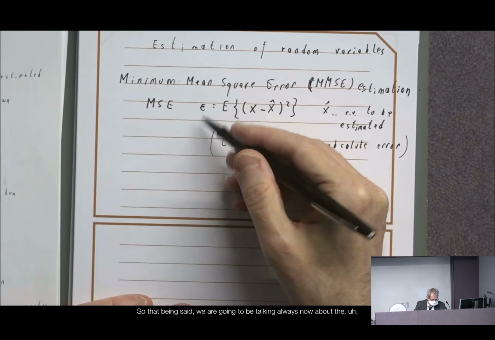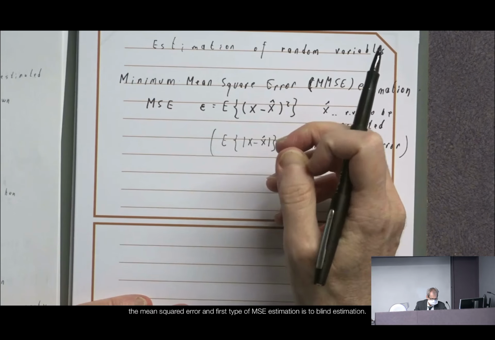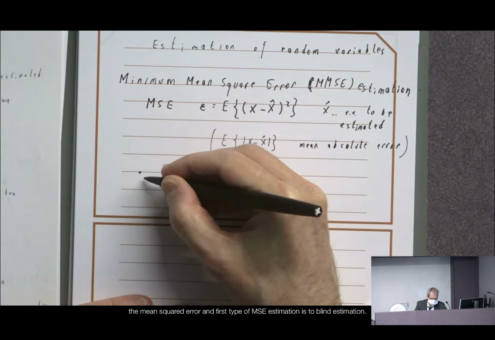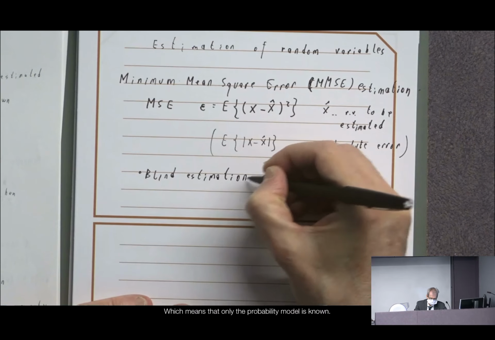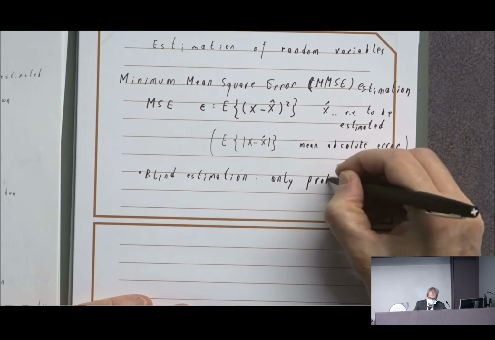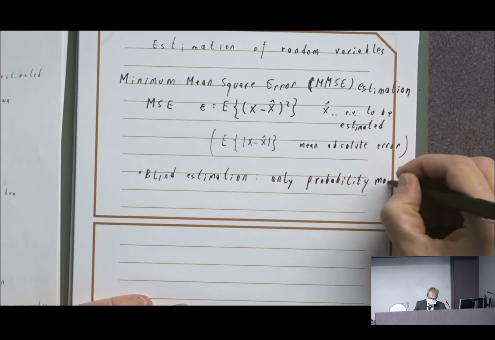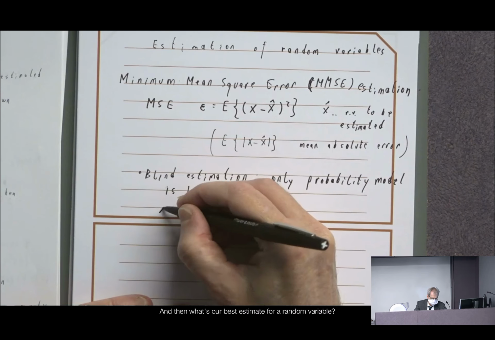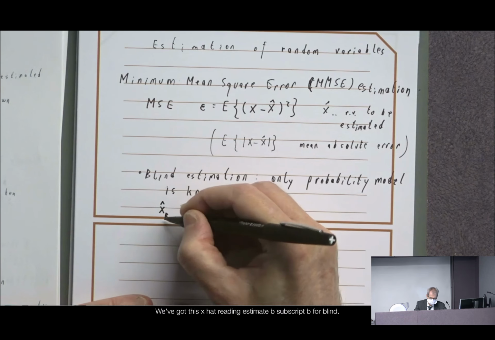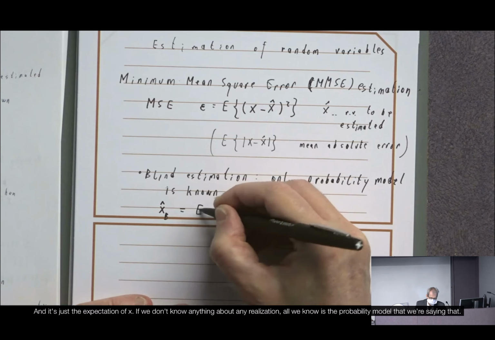So that being said, we're going to be talking always now about the mean square error. And the first type of MSE estimation is the blind estimation, which means that only the probability model is known. And then what's our best estimate for a random variable? We write that as x hat, meaning estimate, with the subscript b for blind, and it's just the expectation of x.